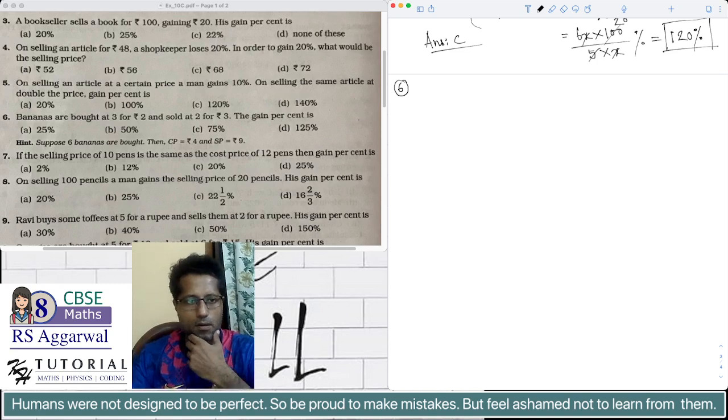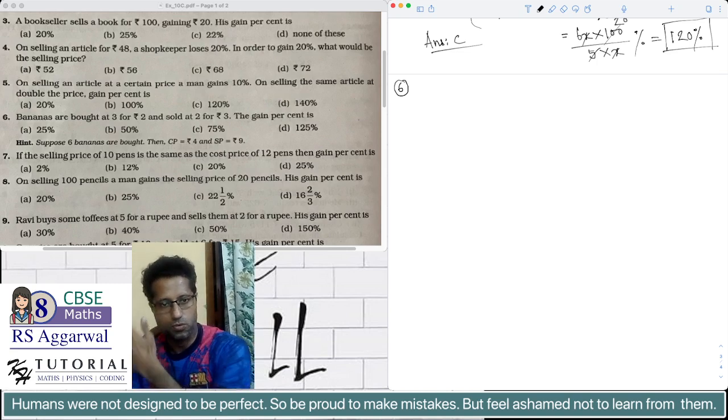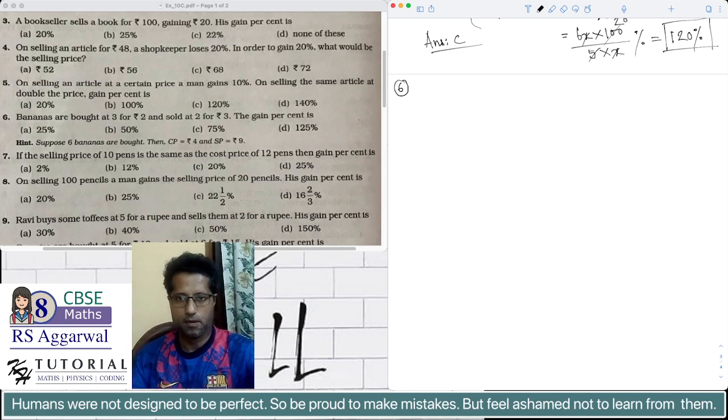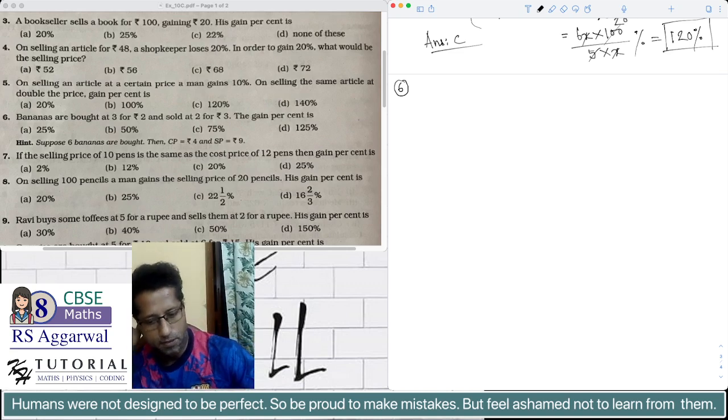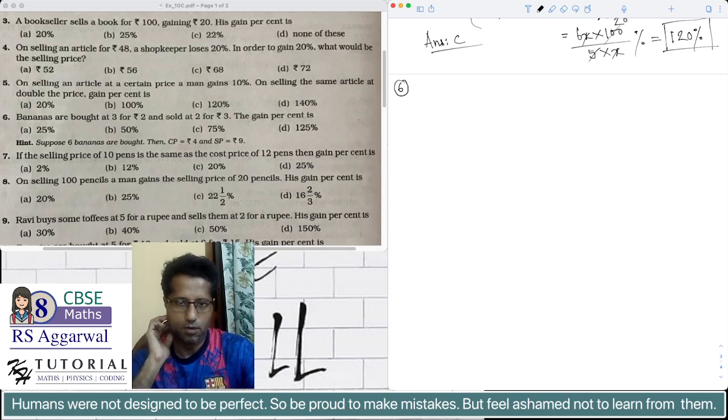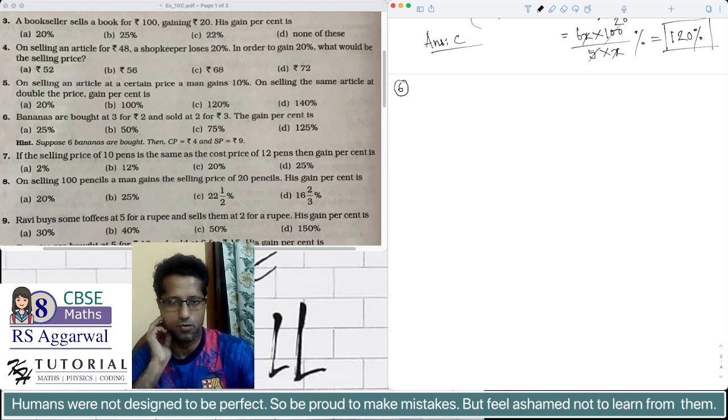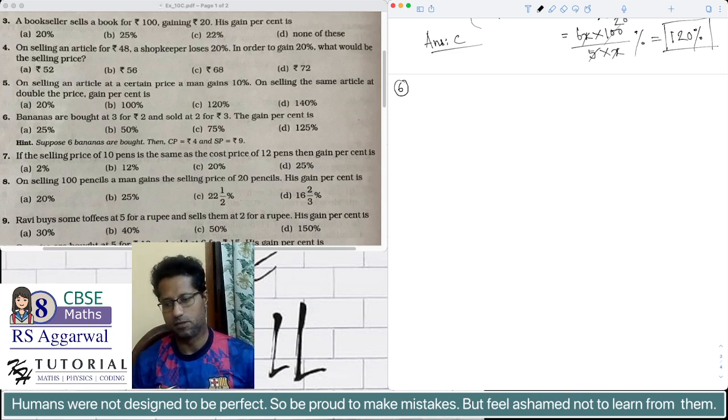On selling, bananas are bought at 3 for rupees 2 and sold at 2 for rupees 3. The gain percent is... Now always remember that the gain or loss, or even gain percent and loss percent, are always computed based on the cost price and selling price of an equal number of articles. It could be one article, 10 articles, or 20 articles, but the number of articles should be the same for the selling price and cost price in order to find the gain or loss, or gain percent or loss percent.